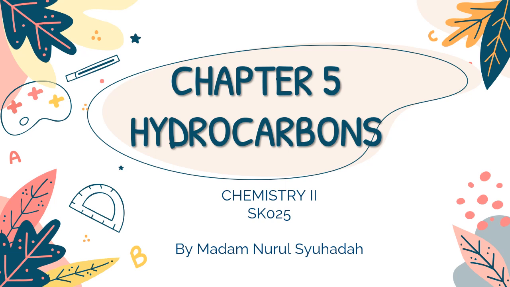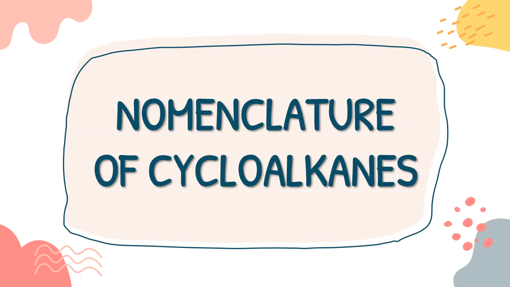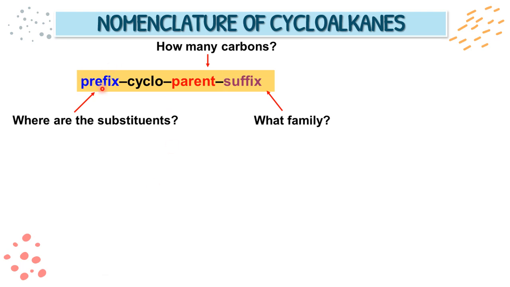This video will be the third part of nomenclature of alkane that will focus on naming our cycloalkanes. The next compound that we're going to look at is in the family of alkane, which is cycloalkane. So we're going to look at how to name our cycloalkanes. So for the nomenclature of cycloalkanes, we have the prefix cyclo, parent and suffix. So it's similar to naming the alkanes. The only difference is we have the cyclo part over here.